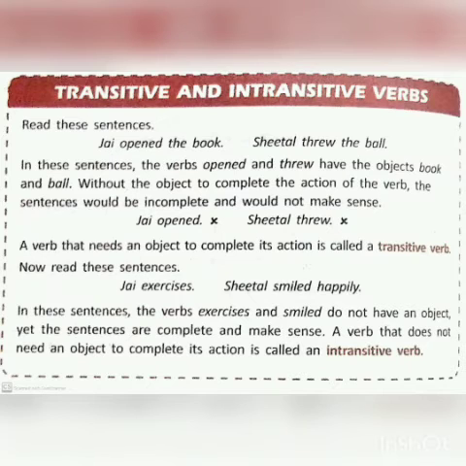And intransitive verbs are those verbs which do not need an object to complete their action. For example, Jay exercises. We understood what Jay does. So here we don't need an object to complete its action. Here the verb itself explains the whole sentence.